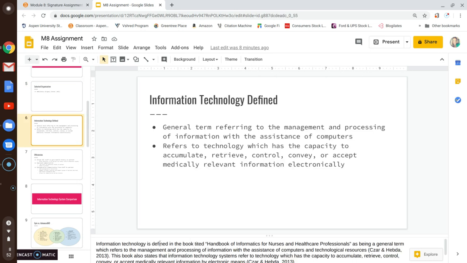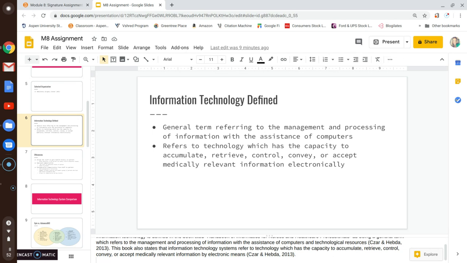Information technology is defined in the book titled Handbook of Informatics for Nurses and Healthcare Professionals as being a general term which refers to the management and processing of information with the assistance of computers and technological resources. This book also states that information technology systems refer to technology which has the capacity to accumulate, retrieve, control, convey, or accept medically relevant information by electronic means.